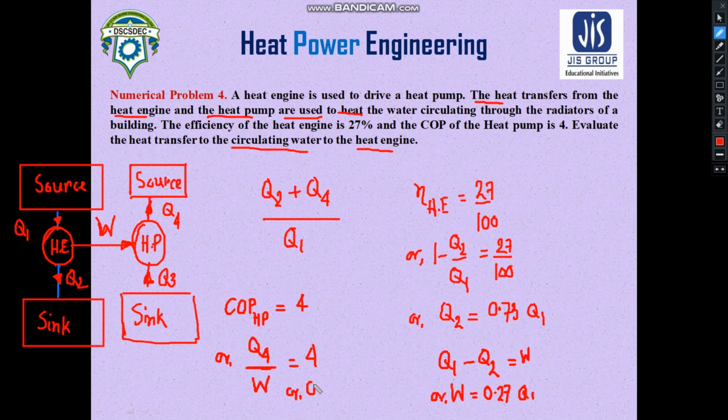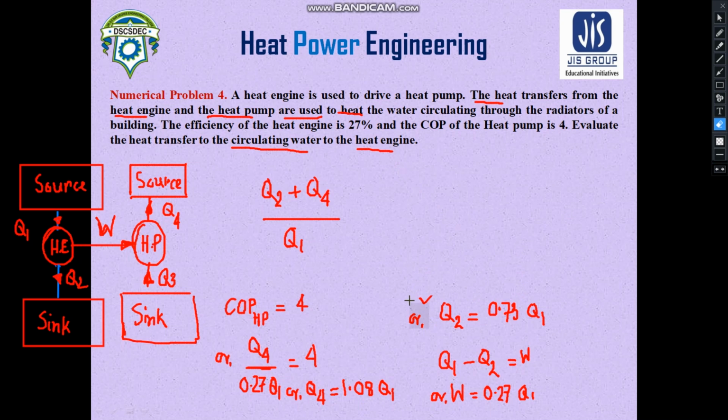So Q4 would be 4 into 0.27 Q1. I am replacing W by the value which we have just now obtained. So Q4 would be 1.08 Q1. So we have this Q2 in terms of Q1 and we have this Q4 in terms of Q1. Now I'll be just removing all these calculations which we have done till now, because we only need these two data here.